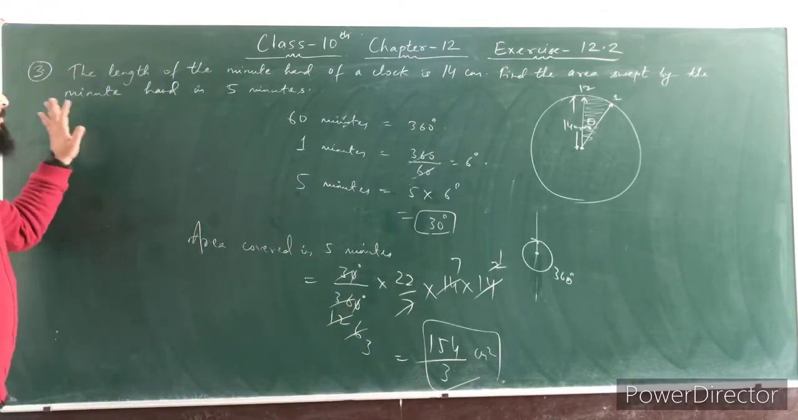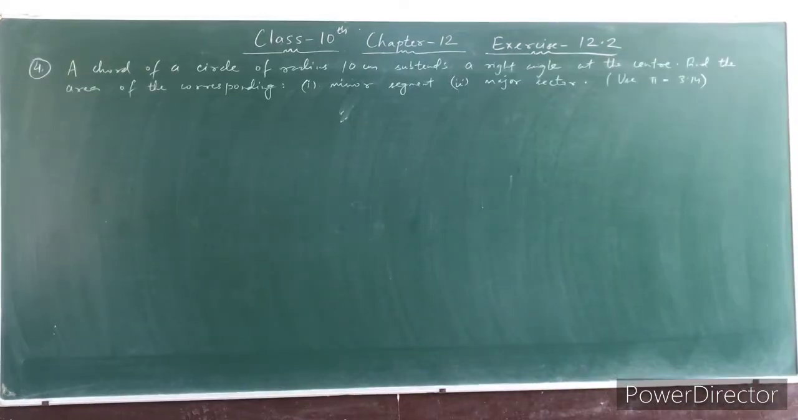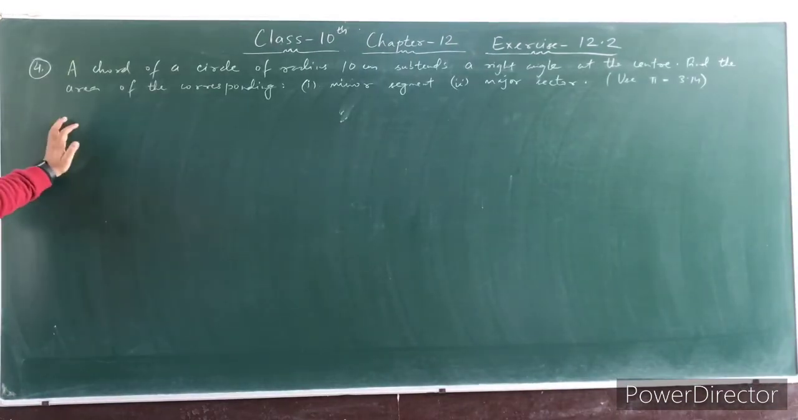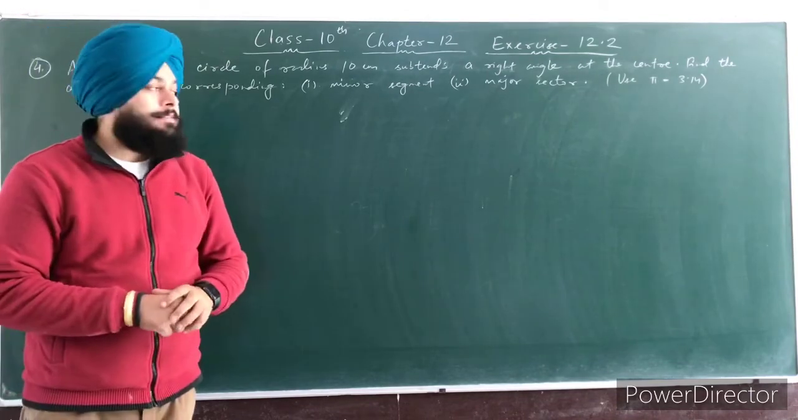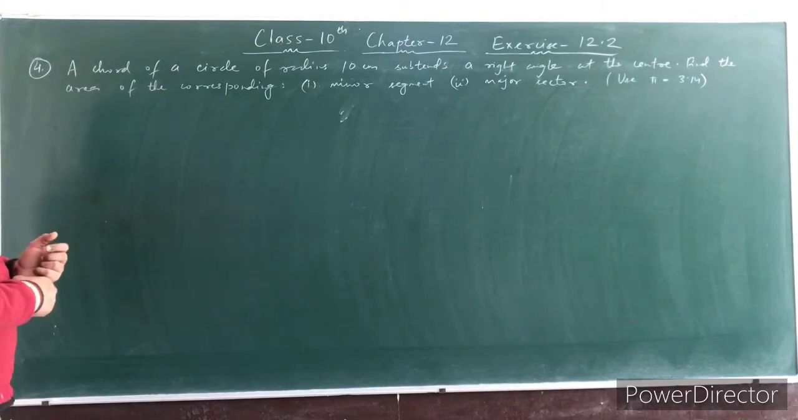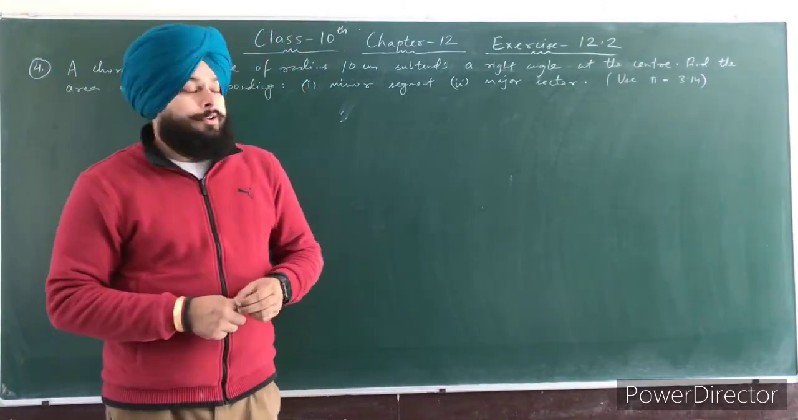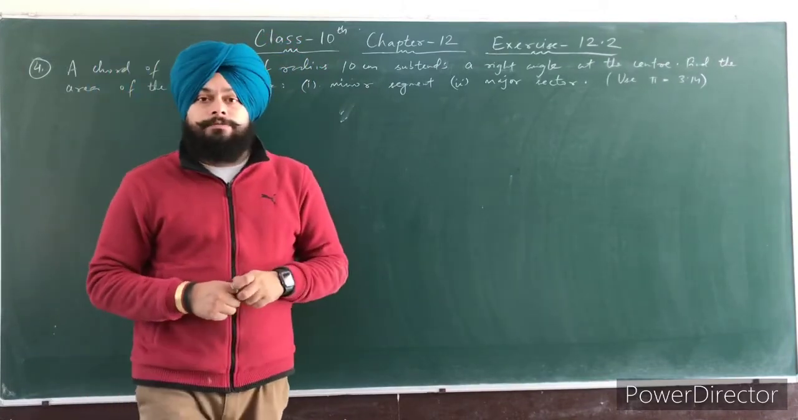So this is your question number 3. Next, this is your question number 4. A chord of a circle of radius 10 centimeter subtends a right angle at the center. Find the area of the corresponding minor segment and major sector, and use pi here as 3.14.